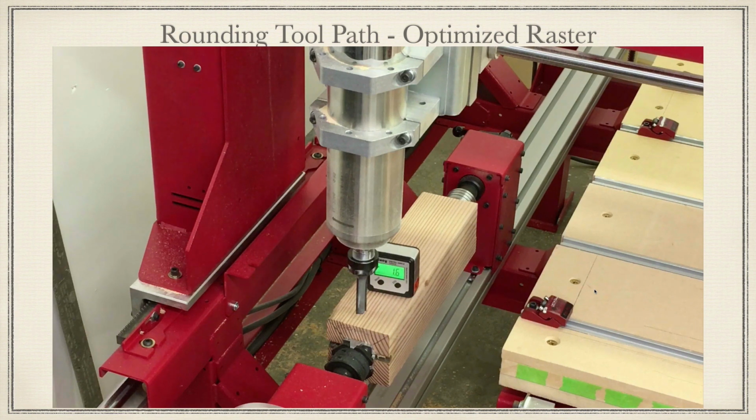This method is called optimized raster, and it has one thing we have to do at the start. We have to zero out the A axis, meaning that I've got to adjust this so that the part in the turning center is set to 0 degrees. What this will do, as we've mentioned before, is it's going to turn the part 45 degrees, take the first corner off, turn another 90 degrees, take the second one off, and so forth.